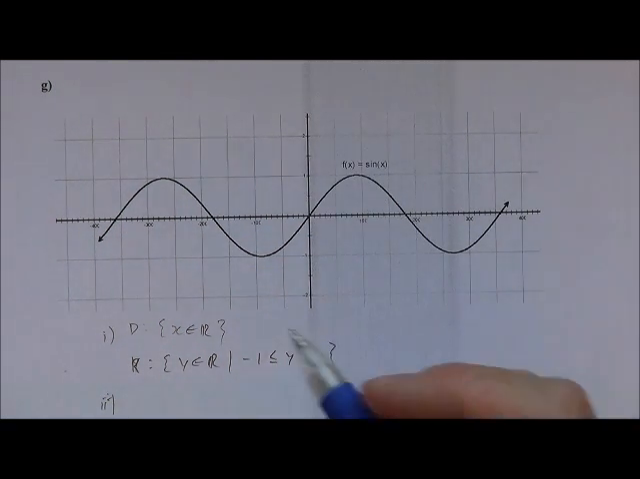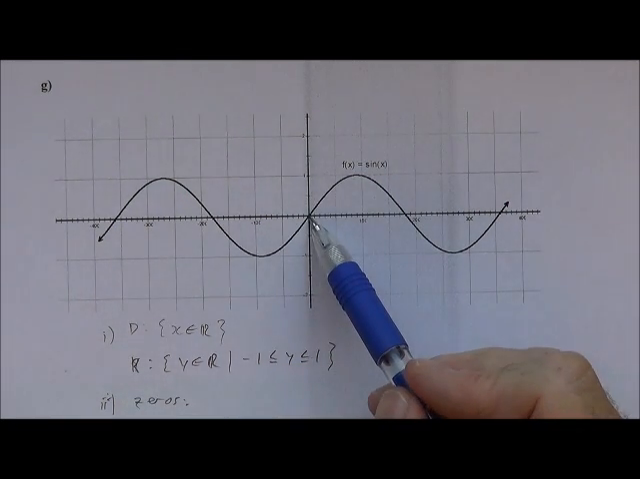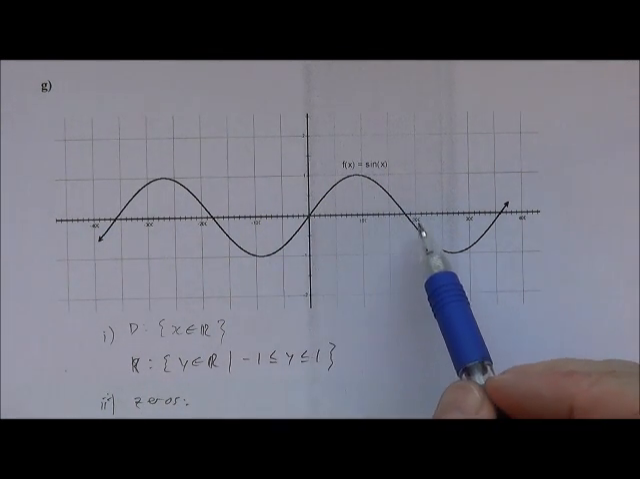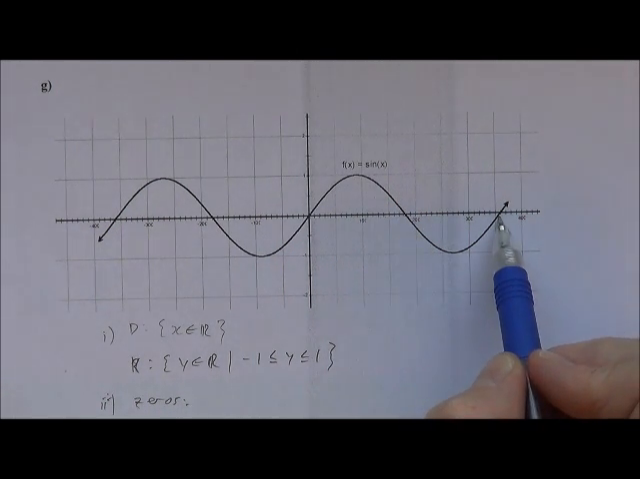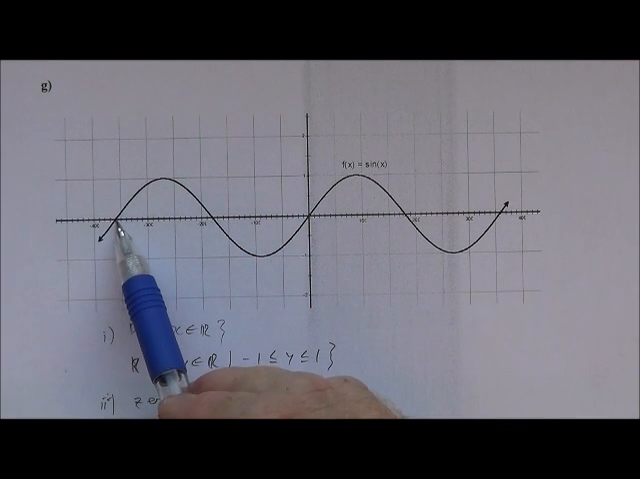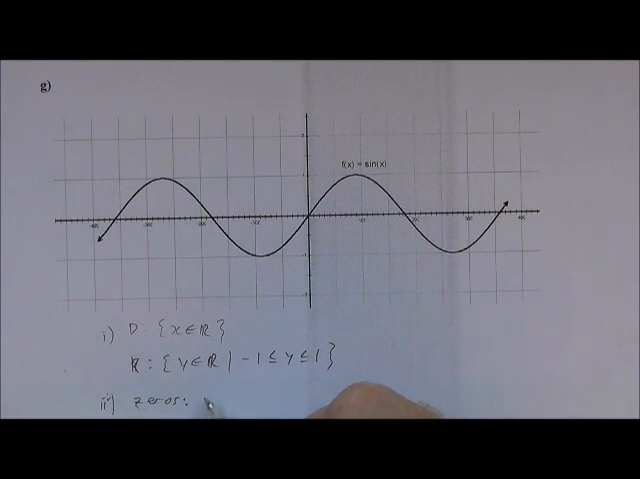Zeros and y-intercepts. Well, the zeros are interesting. There's one at 0, and if you remember your graph of the sine curve, there's another one at 180 degrees and 360 degrees, and there's another one at negative 180 and negative 360, and it goes on like that forever. So basically it is 180n, so x equals 180n, where n is an element of the integers. And then for the y-intercept, y equals 0.